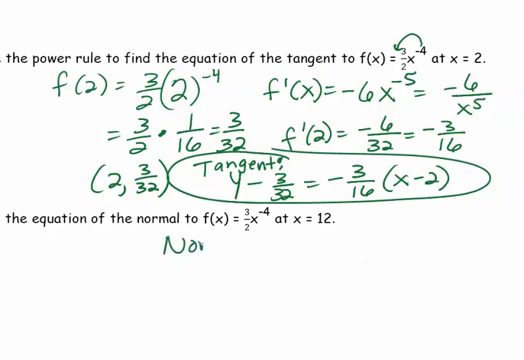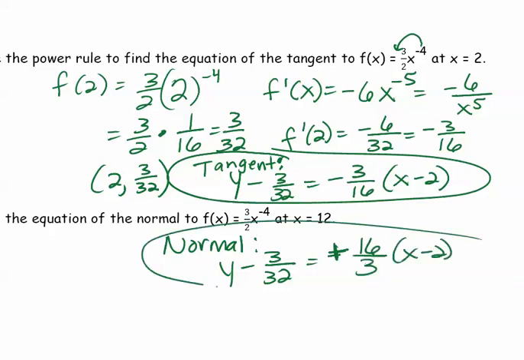And finally, our normal. All right, so that was a lot of talking. Positive slope, sorry, perpendicular lines change the sign. And that should do it.